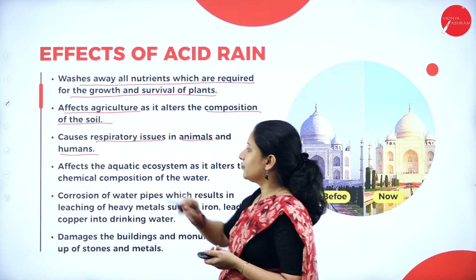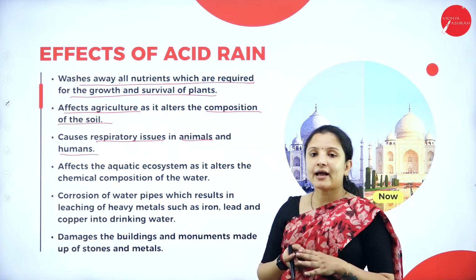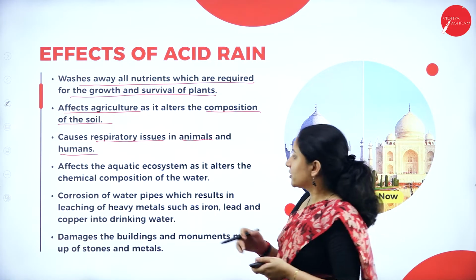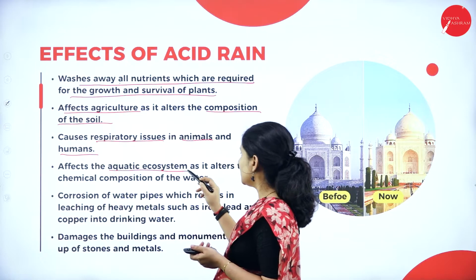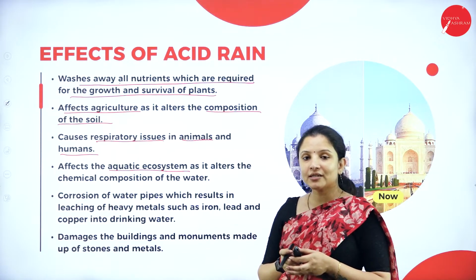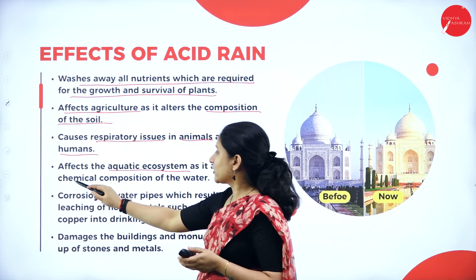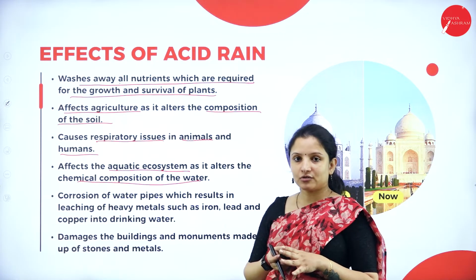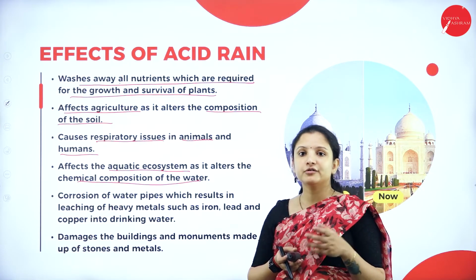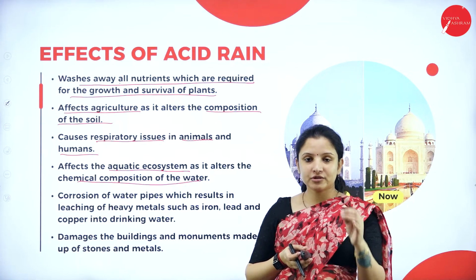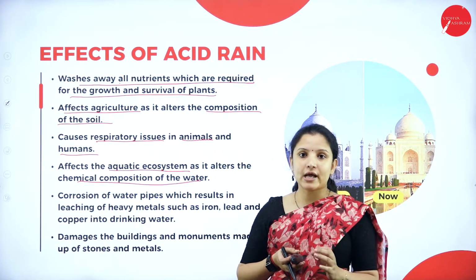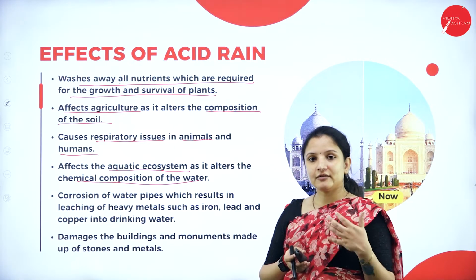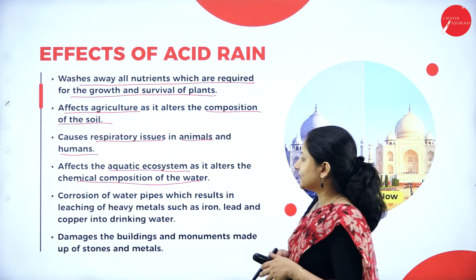And not just that, acid rain can pose a problem to the aquatic ecosystem because it can alter the chemical composition of water also. If the pH of the water gets altered, it poses a threat to all the aquatic organisms living in the water. Therefore, the entire food chain itself will get altered because of acid rain.